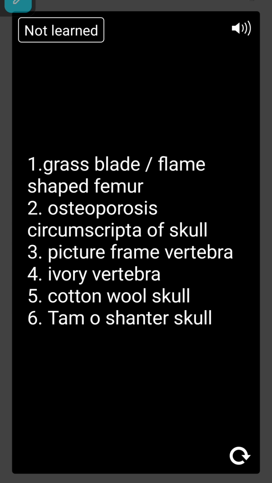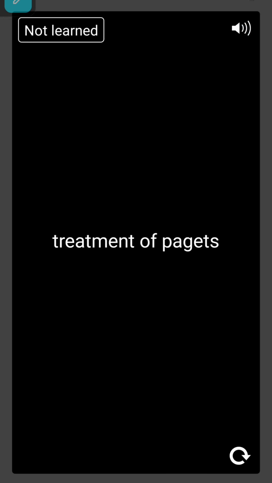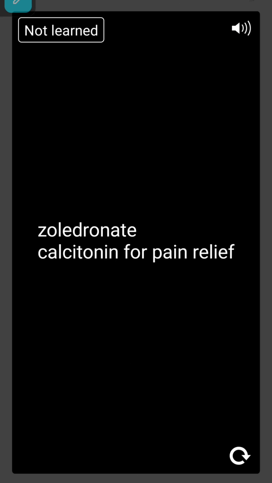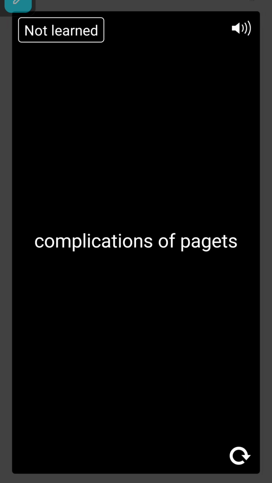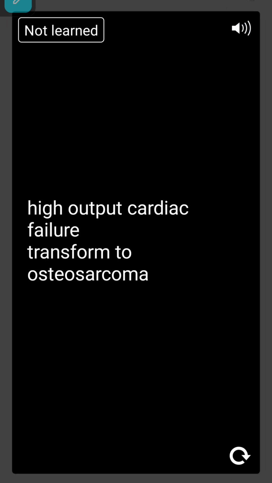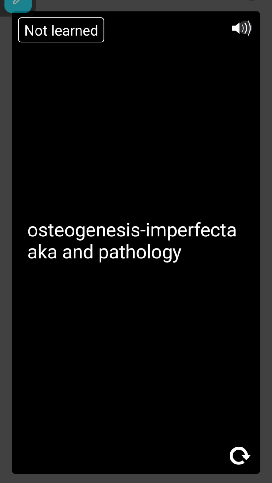2. Osteoporosis circumscripta of skull. 3. Picture frame vertebra. 4. Ivory vertebra. 5. Cotton wool skull. 6. Tam O'Shanter skull. Treatment of Paget's: zoledronate, calcitonin for pain relief. Complications of Paget's: high output cardiac failure, transformation to osteosarcoma.